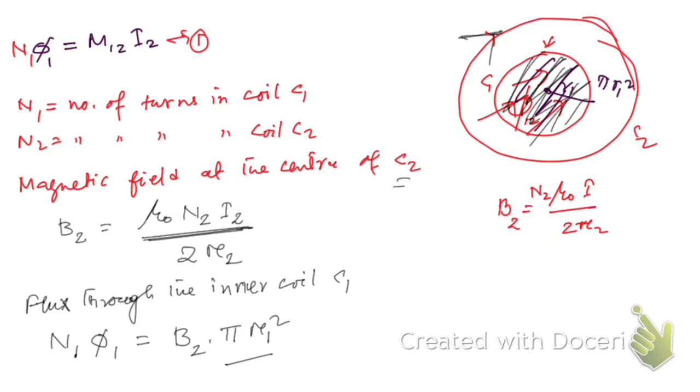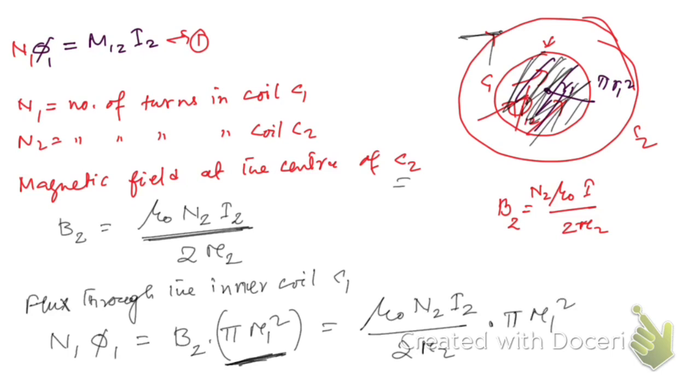That's why the area of cross section taken is the area of the inner coil, and the magnetic field is taken at the center of the outer coil due to the outer coil, right? Hope you have understood this. Now B2 we have got, mu naught N2 I2 divided by twice R2, and here we have pi R1 square. Okay, hope you have understood this.